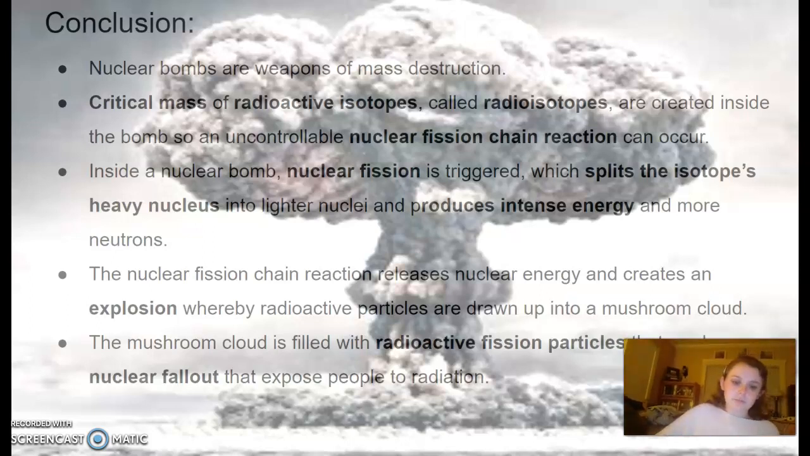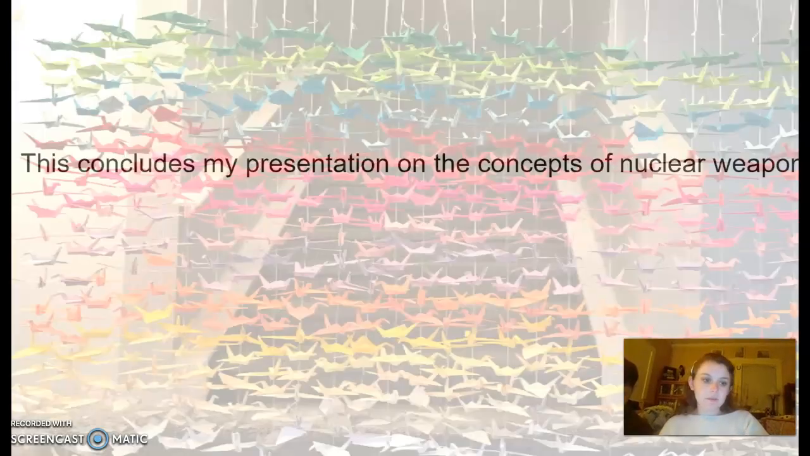The nuclear fission chain reaction releases nuclear energy and creates an explosion whereby radioactive particles are drawn up into a mushroom cloud. The mushroom cloud is filled with radioactive fission particles that produce a nuclear fallout that exposes people to radiation. This concludes my presentation of nuclear weapons.